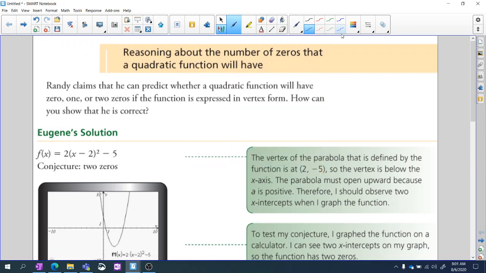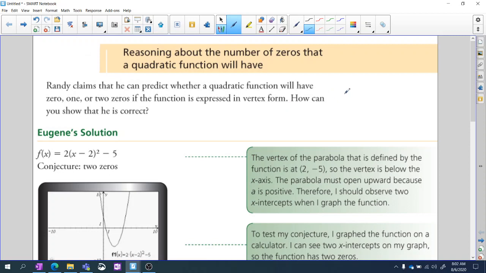All right, so let's get started first with this slide that I've got here. It talks about being able to determine the number of zeros, which means roots or solutions, that a quadratic equation has if it's presented in vertex form. Randy makes the claim that he can predict whether a quadratic function will have 0, 1, or 2 zeros if the function is expressed in vertex form. And it says, how can you show that he is correct?